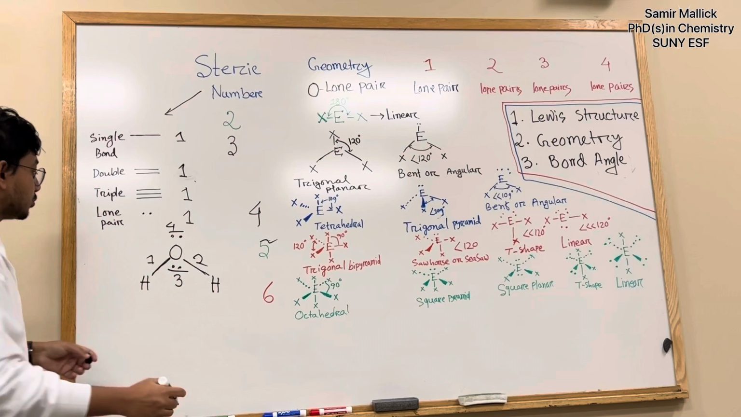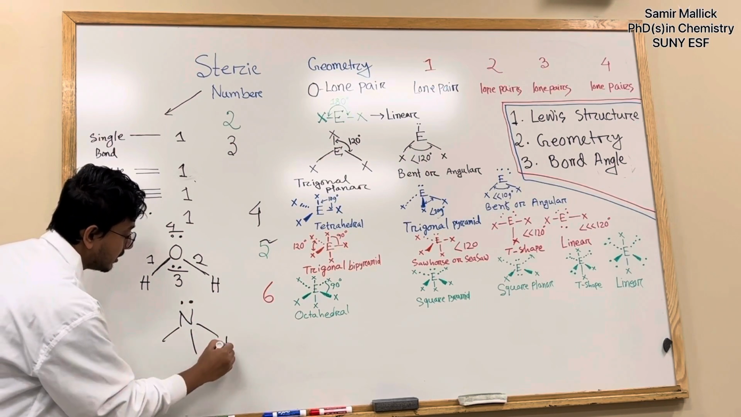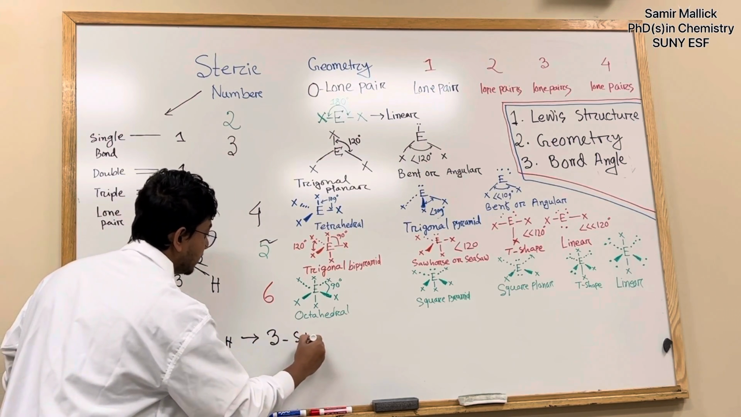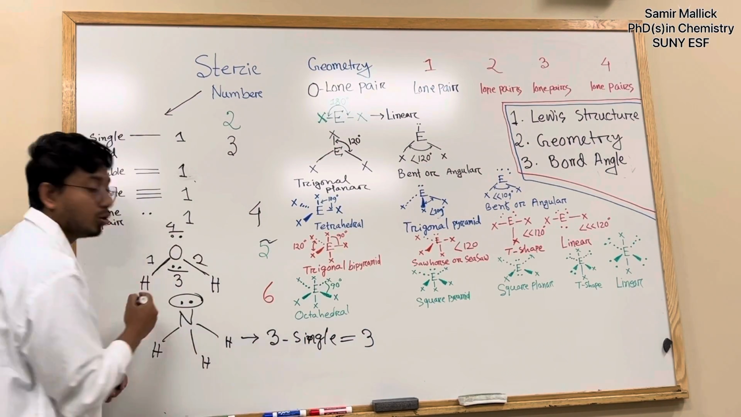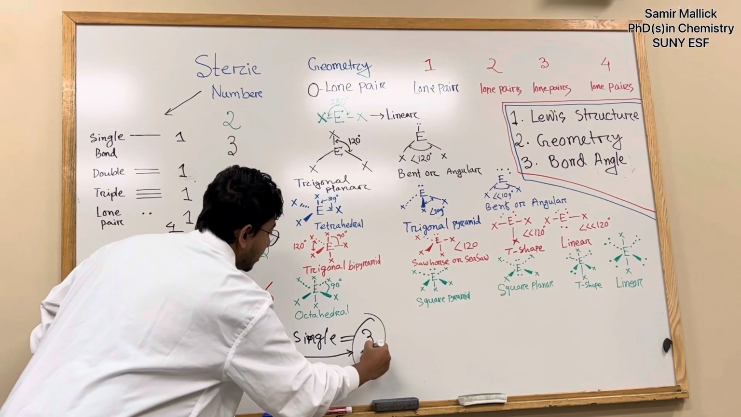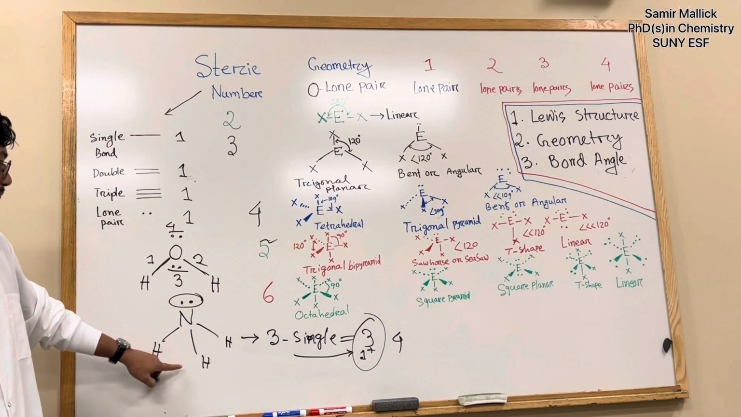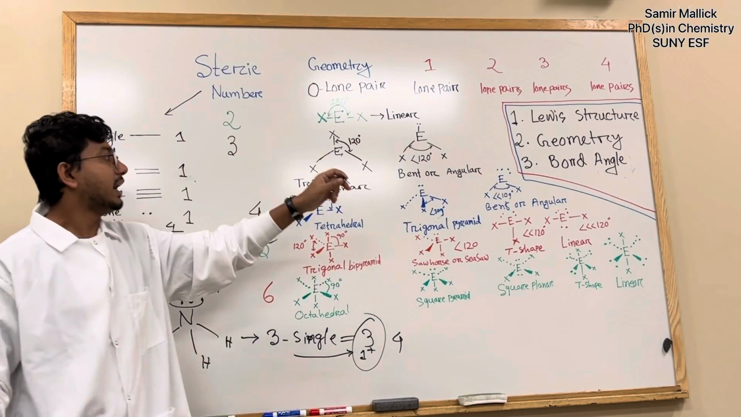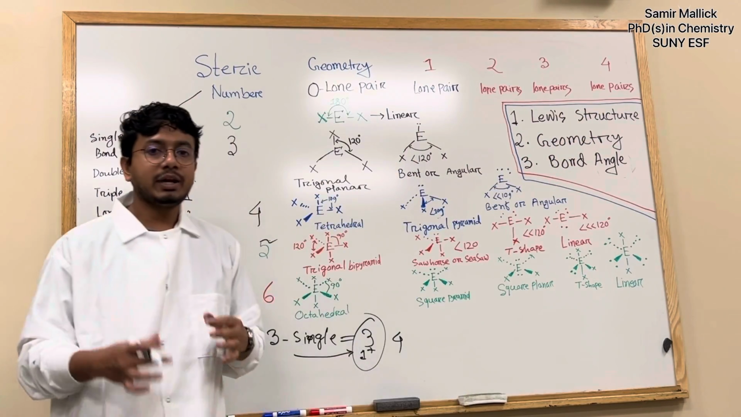Any kind of compound, like ammonia, you can see the structure. Ammonia has 3 single bonds, which count as 3, and 1 lone pair, which counts as 1. So ammonia also has a steric number of 4. Once we count the steric number, we can go through the general topics and determine the Lewis structure, geometry and bond angle of any compound.